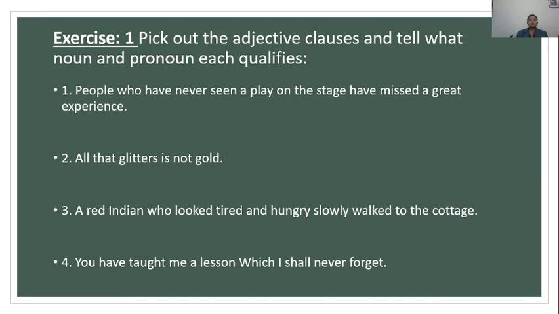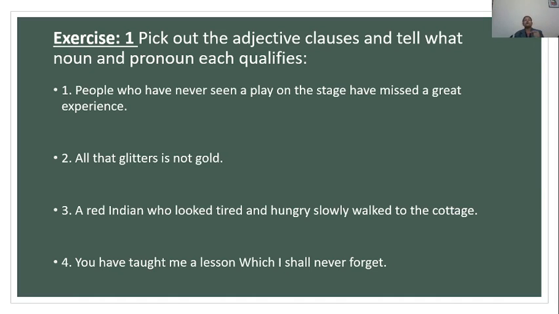So let's proceed. Here on my screen you can see exercise 1. Pick out the adjective clauses and tell what noun and pronoun each qualifies. So how do we identify the adjective clauses, children? I told you the adjective clauses are always introduced by a relative pronoun or a relative adverb.